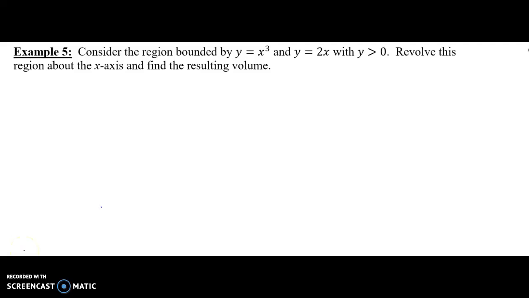It's Rochelle here. I'm going to look at example 5 from the section 6.2b lesson notes. Let's go ahead and start by drawing a picture. I always want to draw a picture. So we have our function y equals 2x. I'm going to try and draw this without a scale.